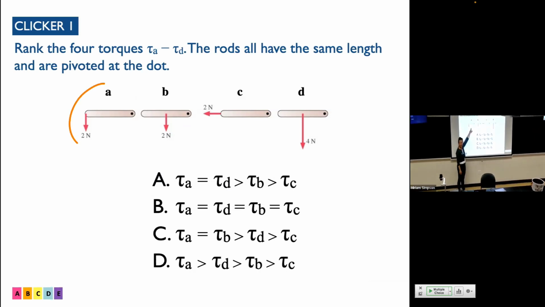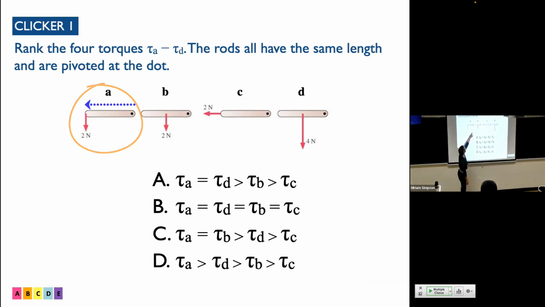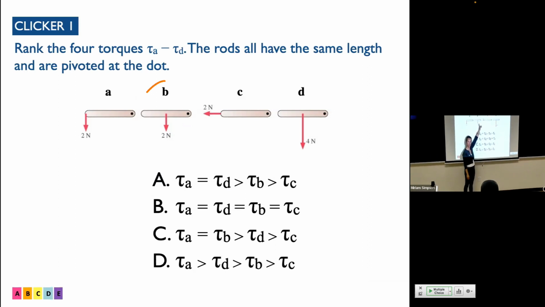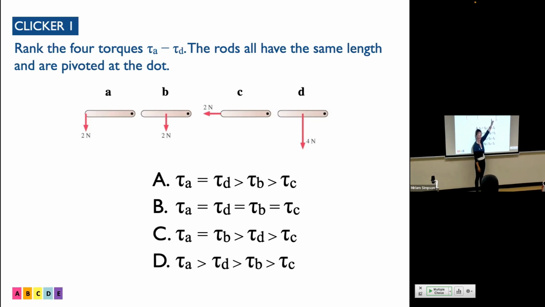Torque here. Let's say this length is 1 meter for the sake of it. So that's going to be 2 Newtons times 1 meter, that's 2 Newton meters. Torque here: 2 times 1/2, so that should be 1 Newton meter, so that's smaller. What's the torque here? Smaller, real small. 0, right?